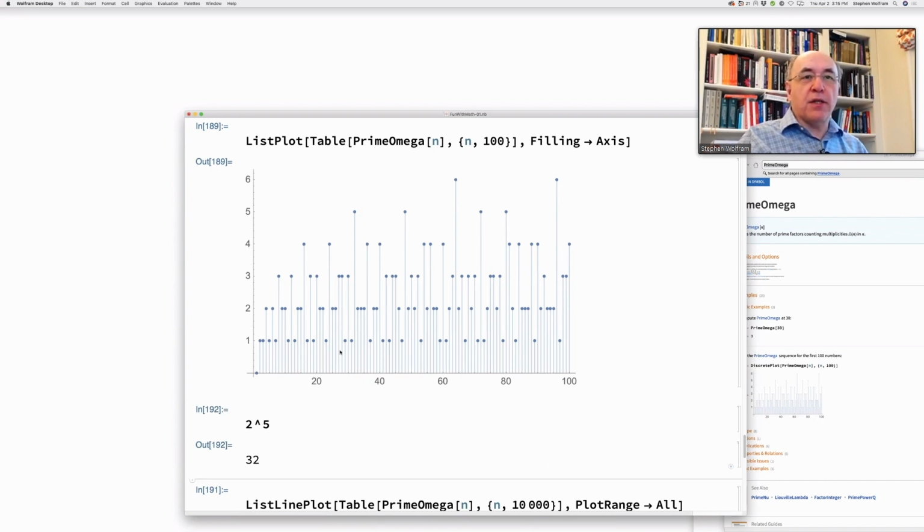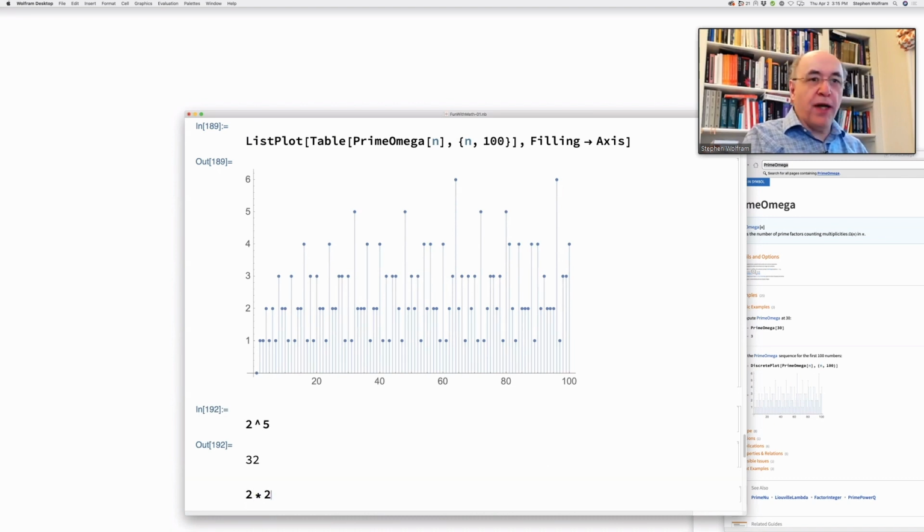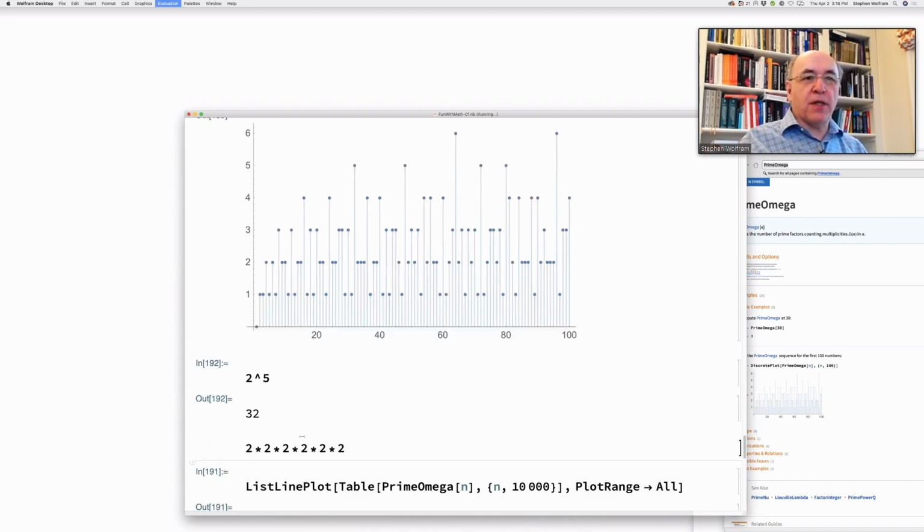So in other words, this number here is 2 to the power 5, which is 32. So why is this true? Well, because the number that's going to need lots of primes, right? It's a number that looks like that, and that will give us 64, for example.